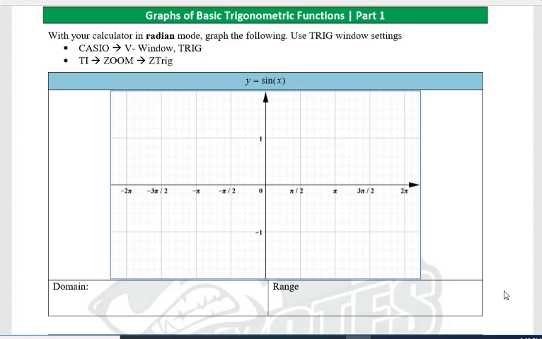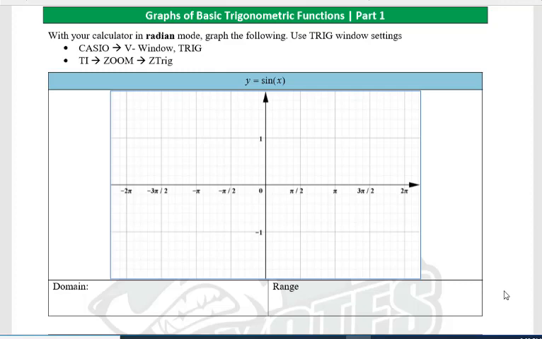Alright guys, we're going to attempt a video here. This is graphs of basic trigonometric functions, part 1. You should be on page 183 in your workbook, and we're going to go through this. You should have your calculator with you and your workbook with you and a pencil, and let's see how this goes.